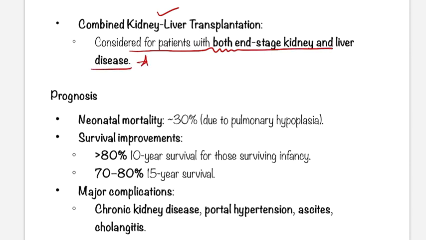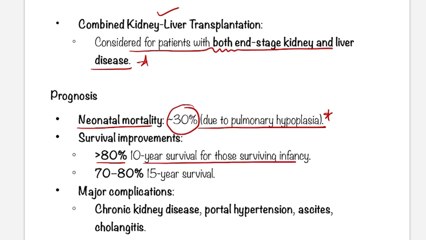So what is the prognosis? Neonatal mortality is around 30% in ARPKD, and the reason is not the kidney but pulmonary hypoplasia. Survival has improved: more than 80% 10-year survival for those surviving infancy, and 70 to 80% 15-year survival. So the initial period is very much important. What are the major complications? Chronic kidney disease, portal hypertension, ascites, and cholangitis.